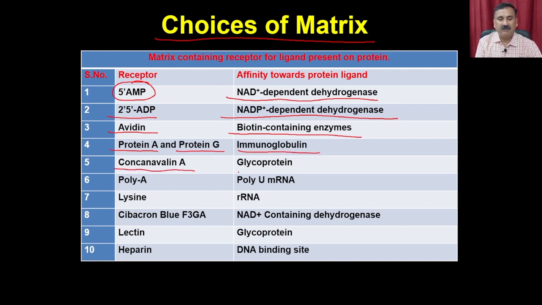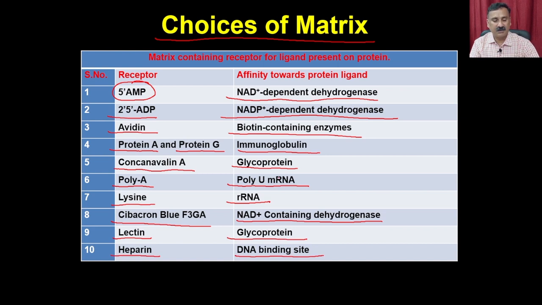Concanavalin A has affinity for glycoproteins. Poly U has affinity for messenger RNA, and lysine has affinity for ribosomal RNA. Then you can have Cibacron Blue F3GA, which is for NAD plus dependent dehydrogenases. Then you have lectins, which are for glycoproteins, and you have heparin, which is for DNA binding proteins.